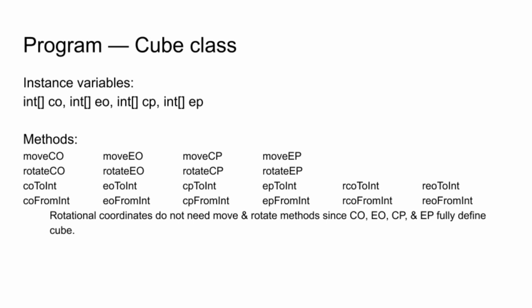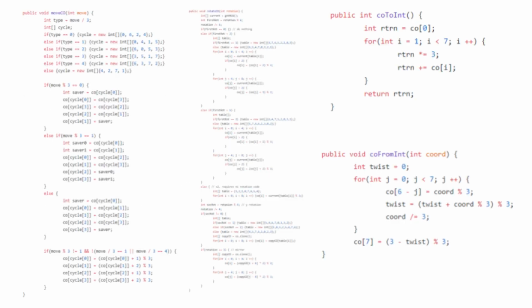Methods for moving coordinates and rotating coordinates must exist for all 4 instance variables, but don't need to exist for RCO and REO since they are derivative from those 4. The toInt method performs the indexing discussed earlier, and the fromInt method is the opposite, creating a coordinate from the index. These 2 methods must exist for every coordinate implemented, including RCO and REO. Here's the code for the described methods just for corner orientation. As you can see, move and rotate are fairly complicated, but toInt and fromInt are fairly simple.